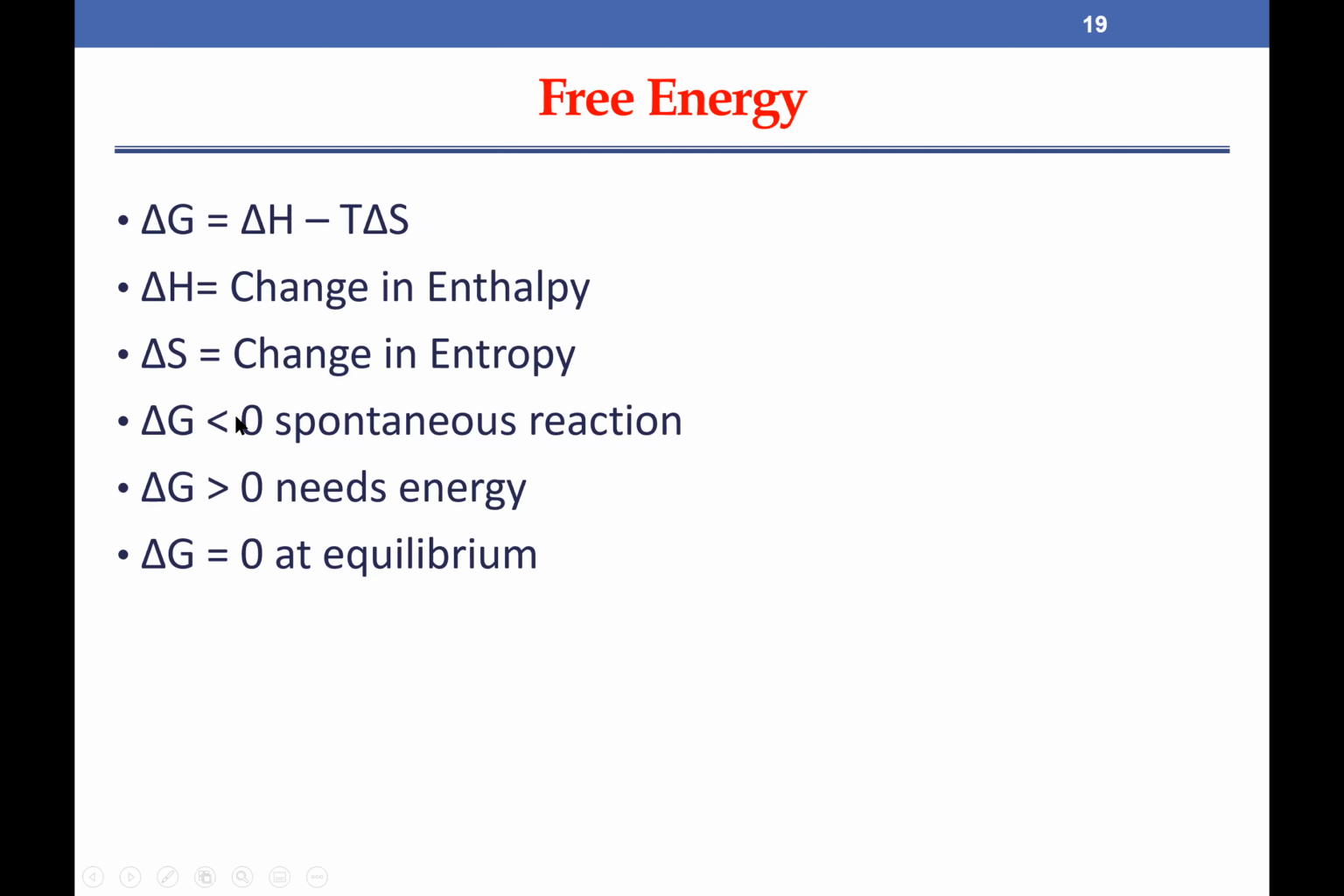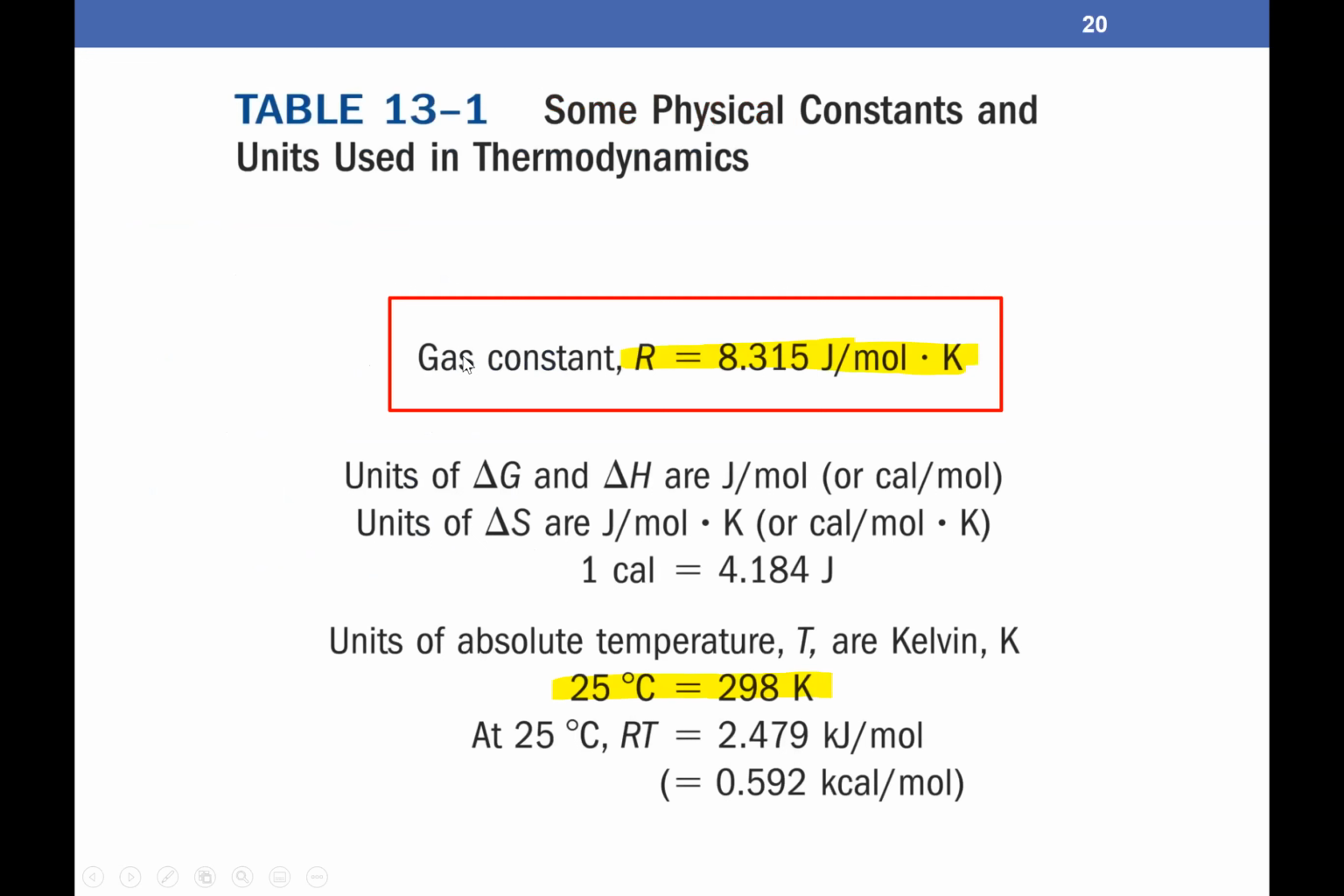And if delta G is less than 0, it's an exergonic or spontaneous reaction. If delta G is more than 0, my reaction needs energy to happen. So it needs a little push, meaning it's not spontaneous. And if delta G is 0, my reaction is at equilibrium. All right, now the gas constant, which is 8.315, and then the standard temperature. I don't think it's necessary to memorize.